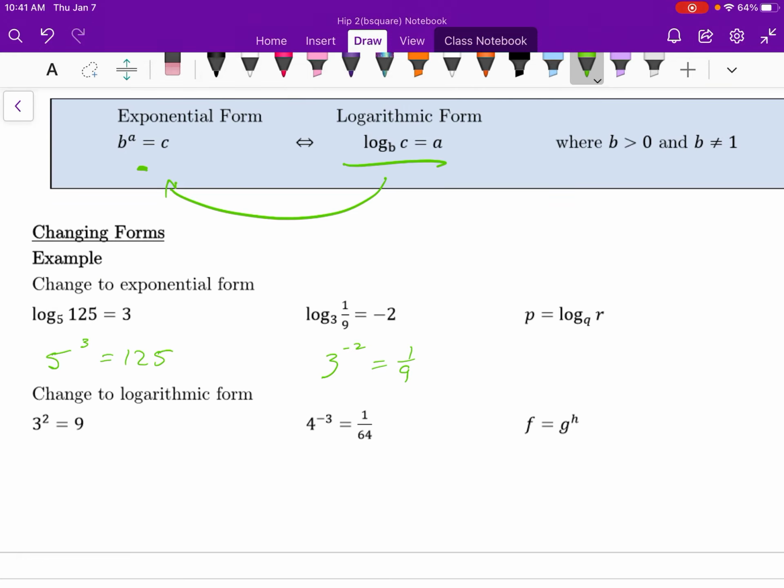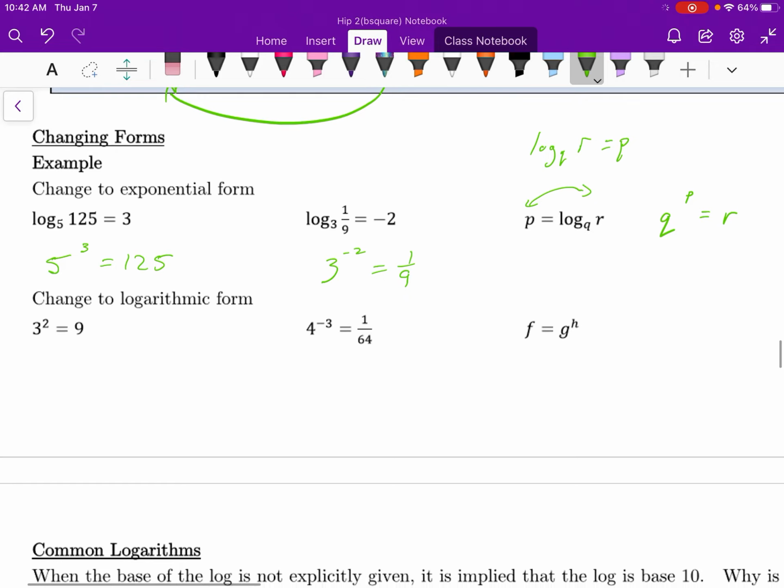Now, I think I got a little bit tricky on you here. I mixed up the order, and sometimes when I mix up the order, it makes it much more difficult. So it's pretty hard to look at it that way. So I've tried to train my brain to say log base q of r is equal to p. So if the base is q, the exponent is p, that is equal to r. Not bad. I think I'm getting the hang of this here. Hopefully you are too. Let's move on to the next one.